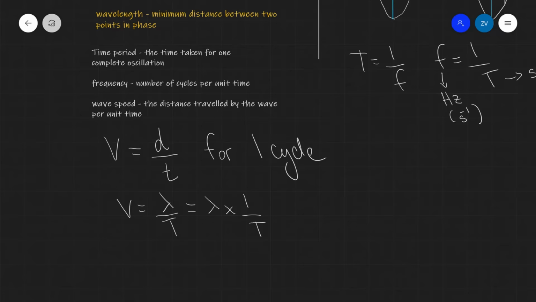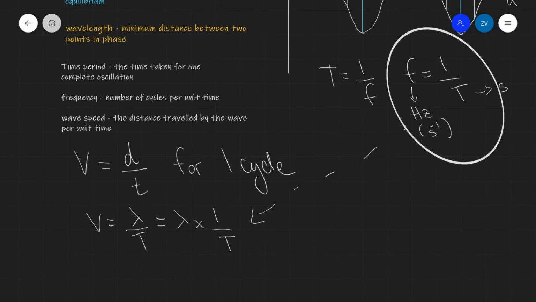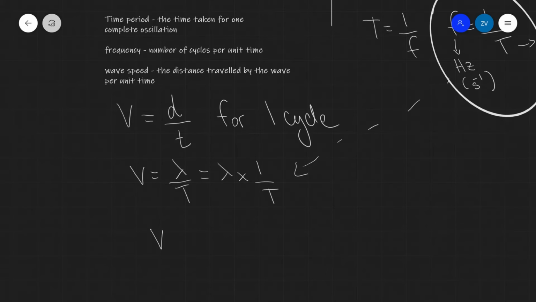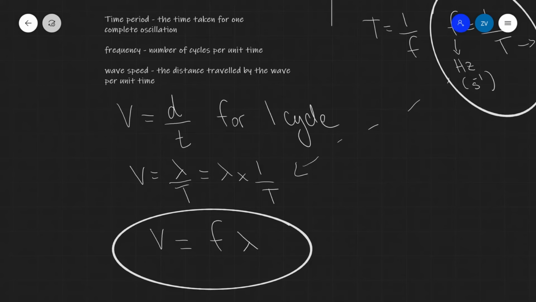But hang on a minute. Remember, we said that 1 over the time period is actually the frequency. So if we were to plug this in here, what we're actually going to get is that speed is equal to frequency times the wavelength. And this is the famous wave equation in which v is the speed of the wave, f is the frequency, and lambda is the wavelength.